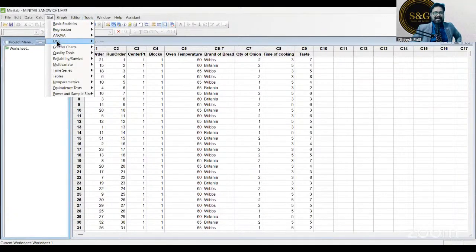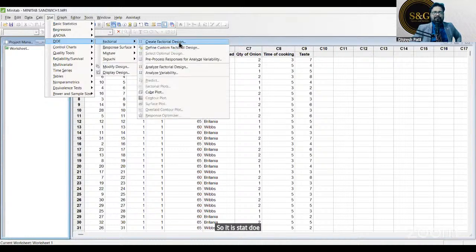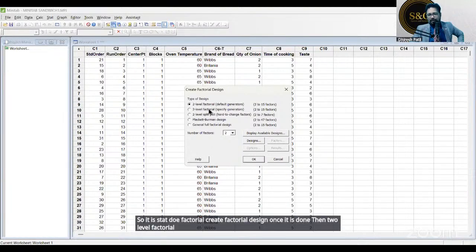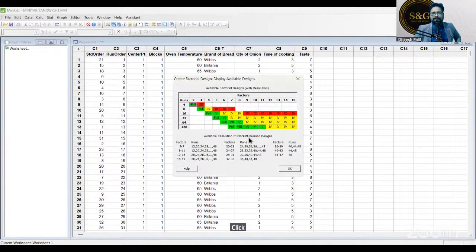So it is stat, DOE, factorial, create factorial design. Once it is done, then 2 level factorial. It is 2 level. It is by default. Then select 4 factors, which is what we have. Now just click on display available designs. Okay, display available designs. Click on that.